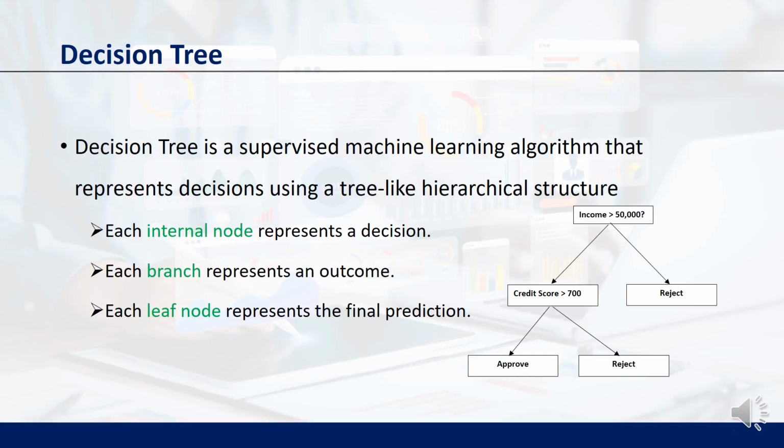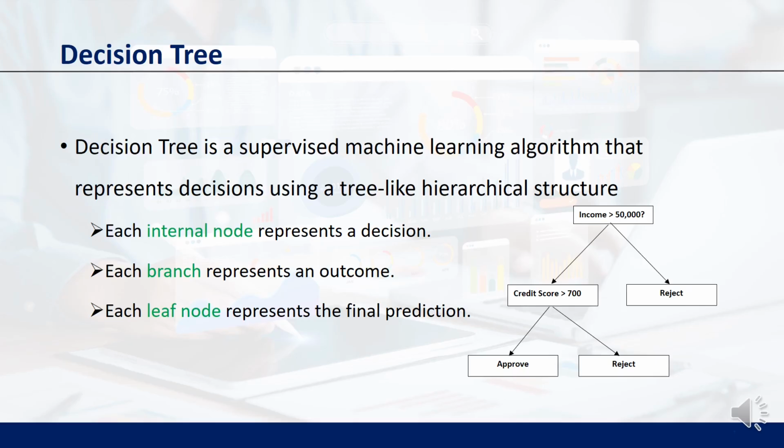Decision tree. Now we come to the central concept of today's lecture. What is a decision tree? A decision tree is a supervised machine learning algorithm that represents decisions using a tree-like hierarchical structure. There are three components that we should remember. First, each internal node represents a decision. Second, each branch represents an outcome. Third, each leaf node represents a final prediction. Let us understand this using an example shown in the slide.